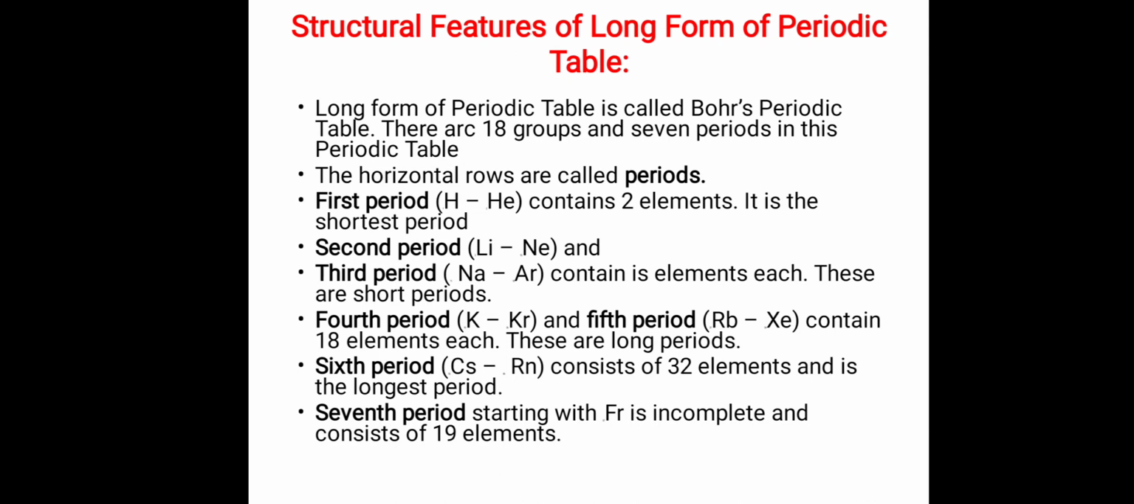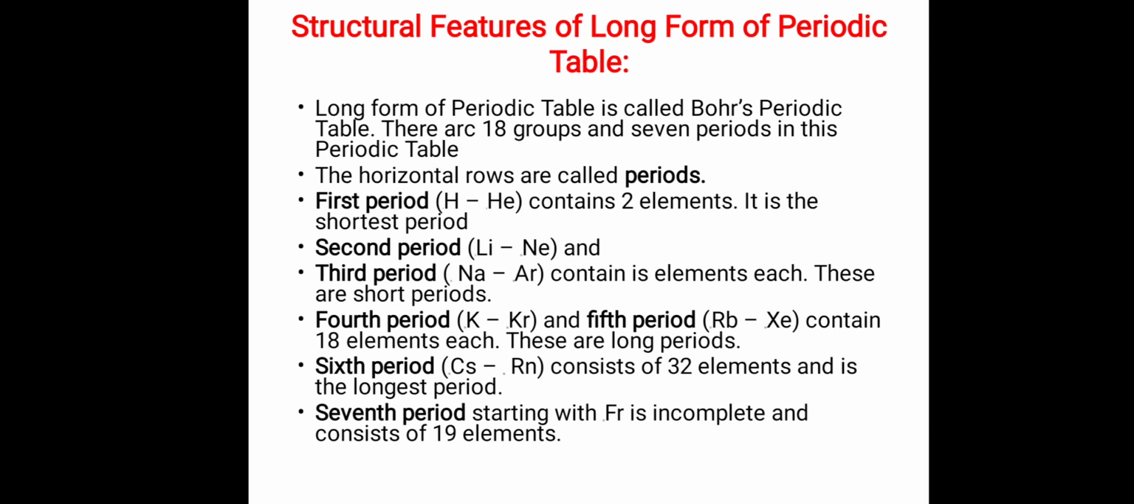Structural features of the long periodic table. The long periodic table is called the Bohr periodic table. There are 18 groups and 7 periods in this periodic table. The horizontal rows are called periods. The first period contains 2 elements, hydrogen and helium. It's the shortest period. The second one is lithium to neon. Lithium's atomic number is 3 and neon's atomic number is 10.